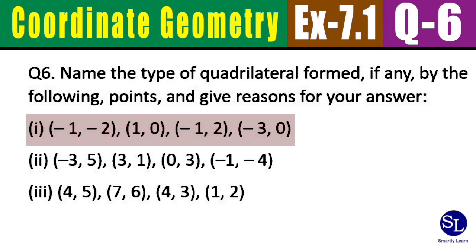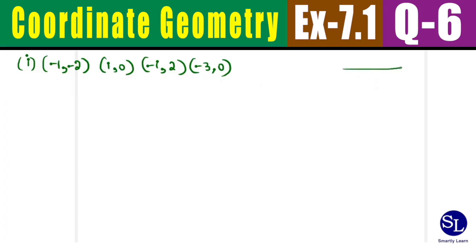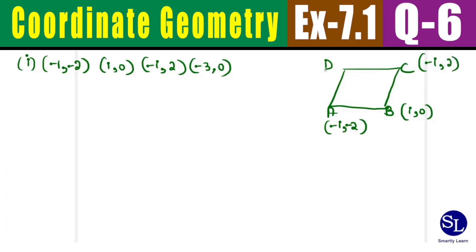So in the first case, the points are -1, -2, 1, 0, -1, 2, and -3, 0. Since they've given 4 points, we will assume these are 4 points of a quadrilateral taken in order. So I'm drawing a quadrilateral A, B, C and D. I'm marking these coordinates as A (-1, -2), B (1, 0), C (-1, 2) and D (-3, 0).